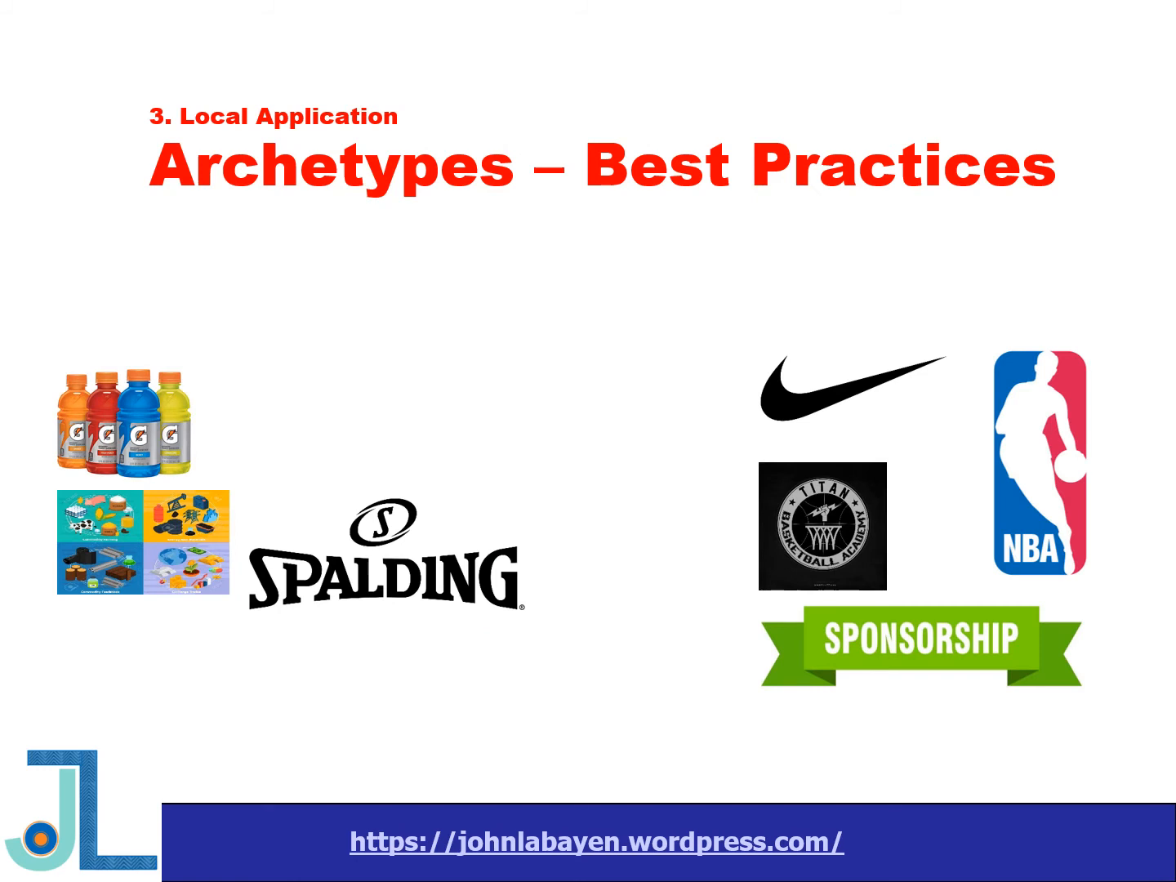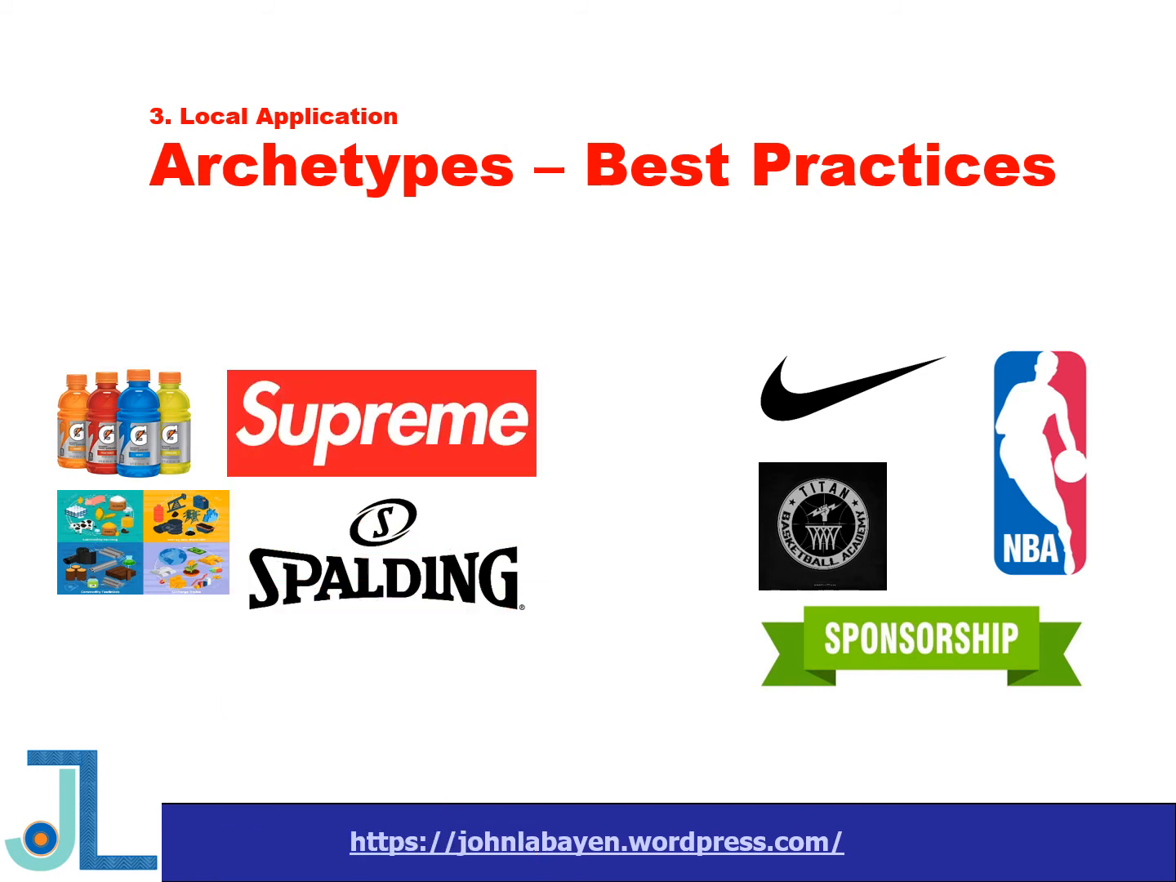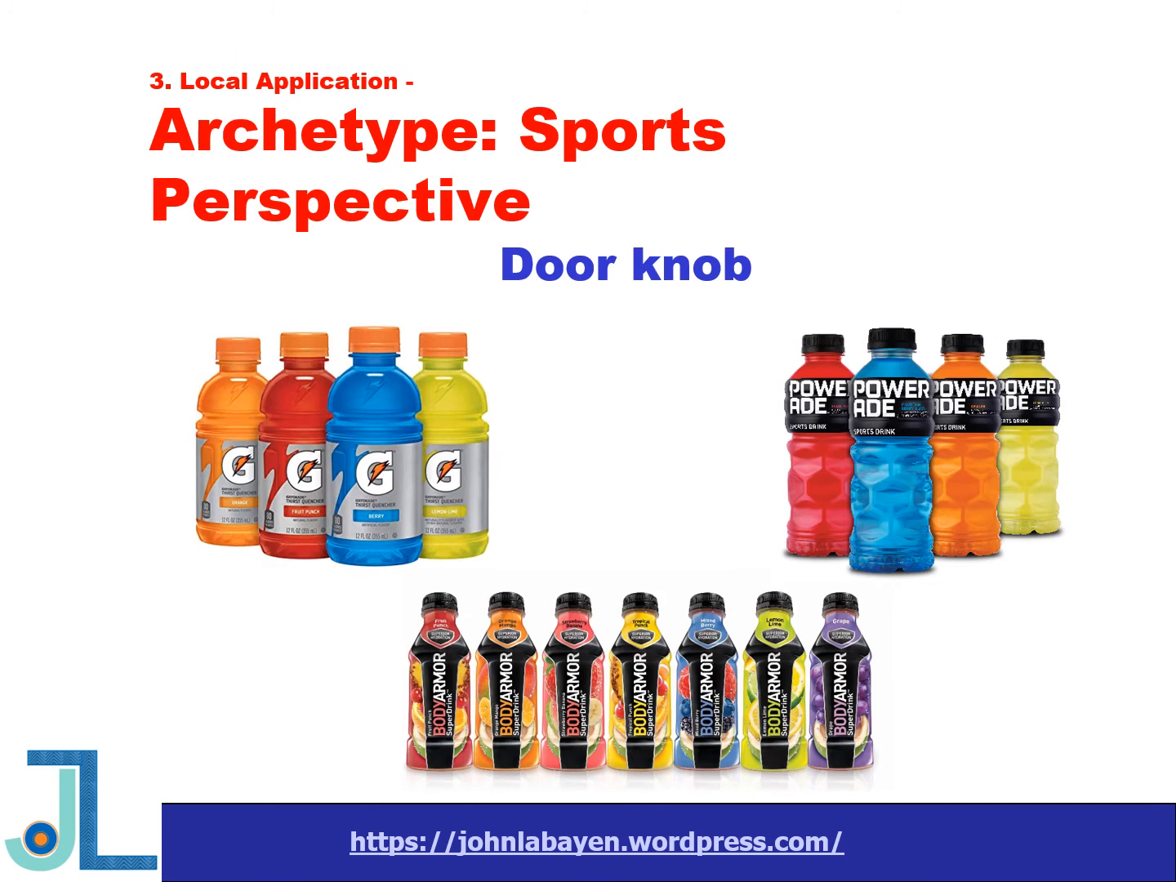And the last part in this presentation is about the local application of each archetype and best practice. I will be using the perspective related to my passion, which is sports. So, the doorknob pattern is more prevalent in FMCGs, and one consumer packaged good in sports I can think of is sports drinks or hydrating drinks such as Gatorade and Powerade. And there is a new product still increasing its presence, which is Body Armor, which is owned by Kobe Bryant. So, the main factor in deciding is availability in point of purchase.